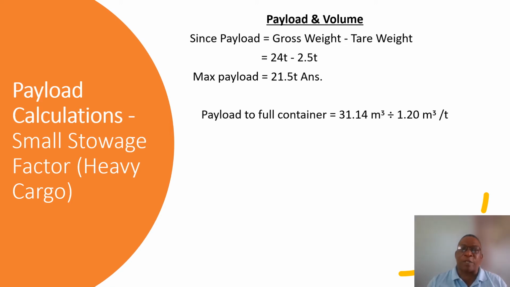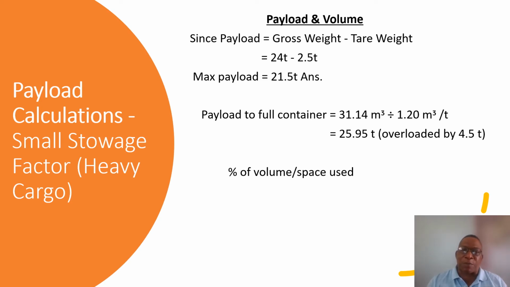Safely, most important. Now, to fill such a container or a space of 31.14 cubic meters, we would divide by the storage factor of 1.2. This will give us the weight. The weight we get is 25.95. Now, with a maximum payload of 21.5, we see where this container would have been overloaded by 4.5 if we should put all this cargo in the space provided.